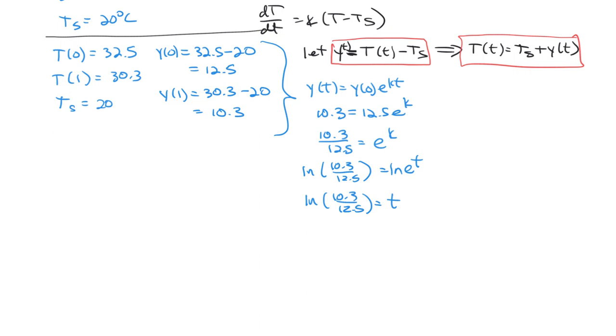Did you just say 1? I think I heard you say 1. Okay, I think I did. Pretty sure. Natural log of e is just 1. So this gives us our K value.